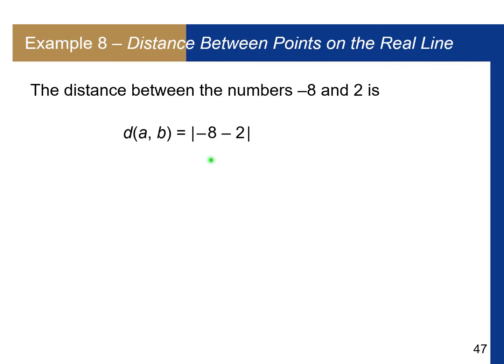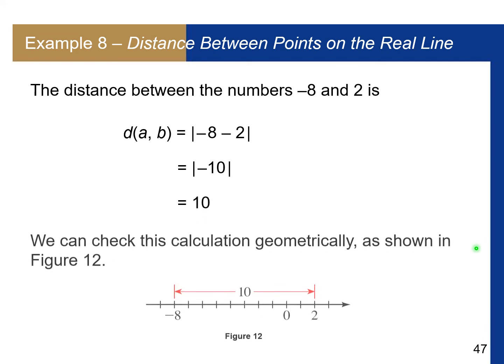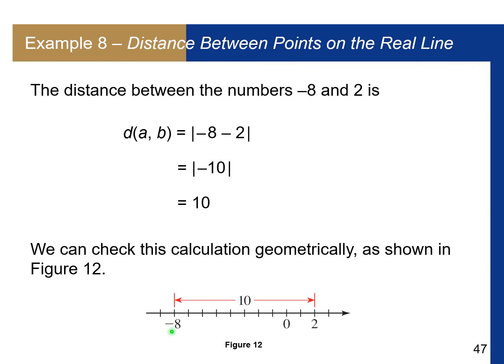So if I'm looking at the distance from -8 to 2, I would take that -8 minus 2 absolute value. I would have -10, and the absolute value of -10 is 10. If we look at that on a number line, we see that our distance from -8 to 2 would be 10 units.